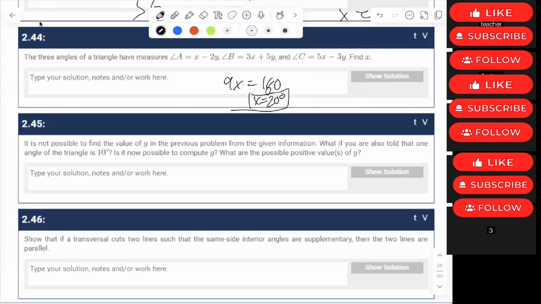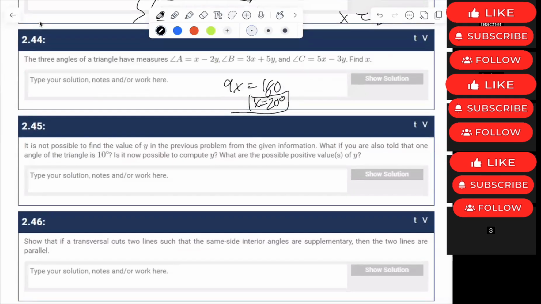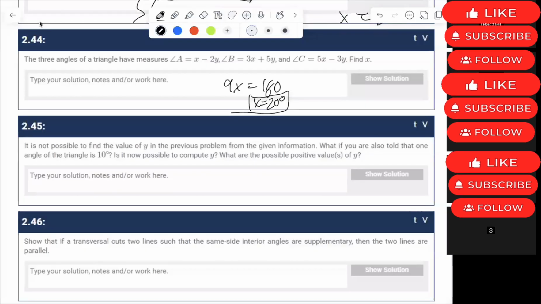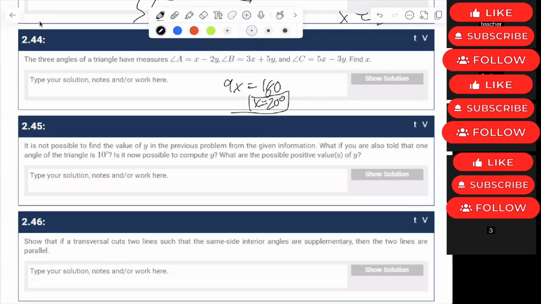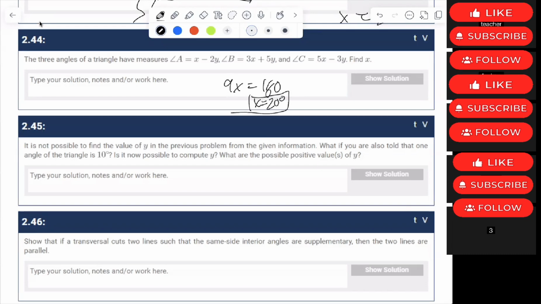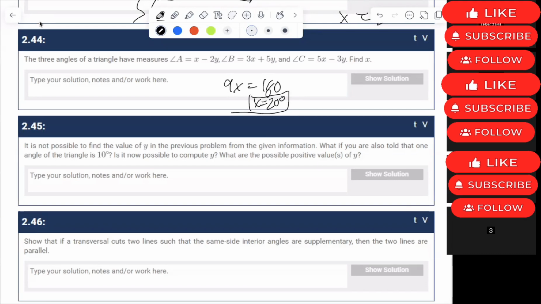Now let's move on to 2.45. It is not possible to determine the value of y in the previous problem from the given information. What if you are also told that one of the angles of the triangle is 10 degrees? Now is it possible to compute y? What are the possible positive values of y? Have a try at this question and tell me through chat.